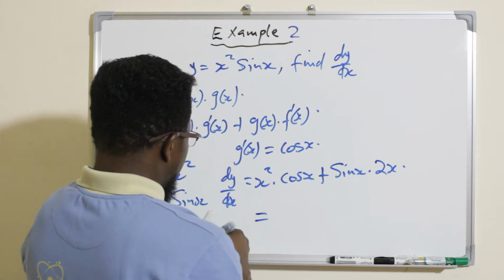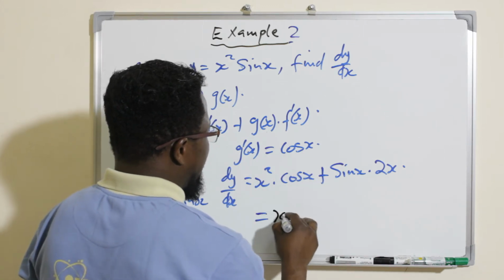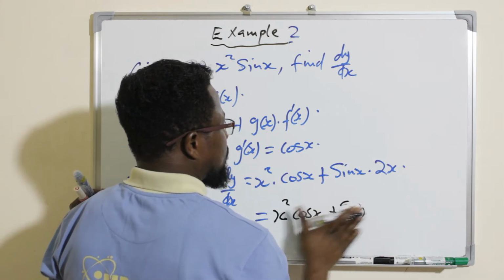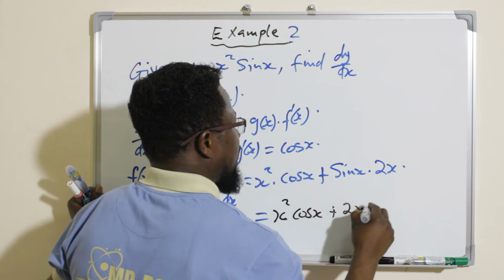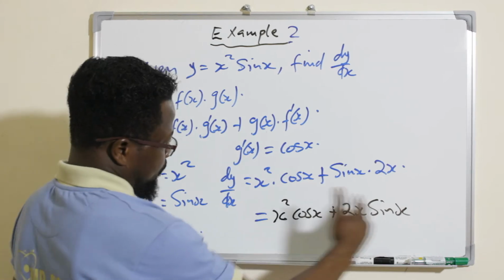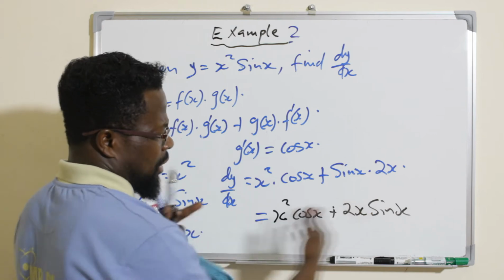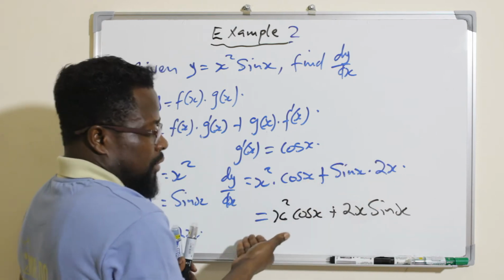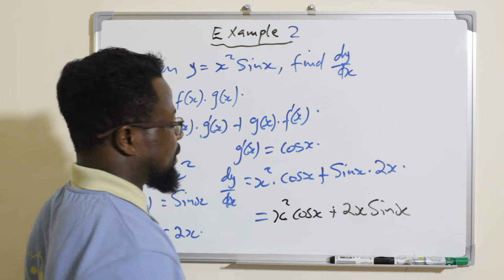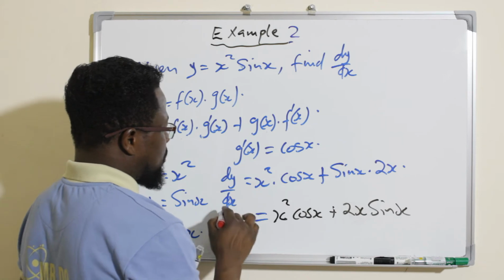So finally, this is going to give us x squared cos x plus 2x sine x. And this becomes the function that we have. We can decide to factor out x. It doesn't matter. If you leave it this way, that's fine. If you factor out x so that you have x outside and then x cos x plus sine x, it's still okay. So this is the derivative of the function that we were given.